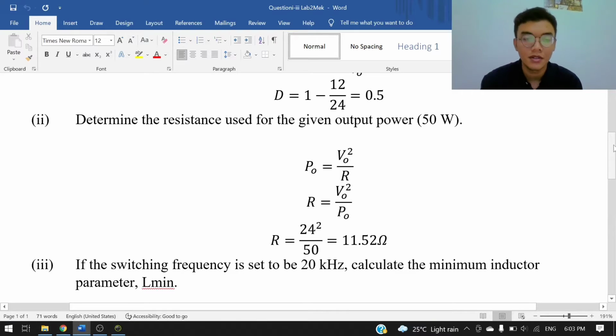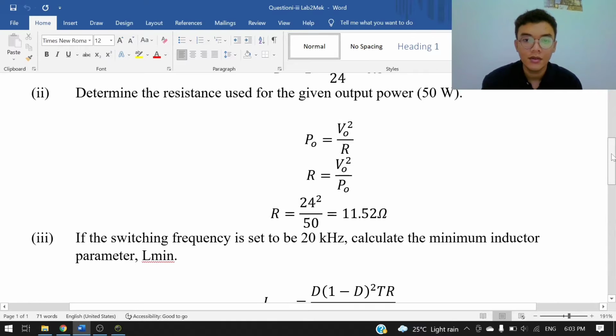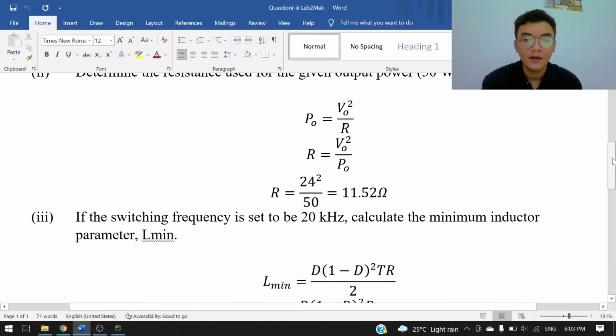Question number 3: if the switching frequency is set to be 20 kHz, calculate the minimum inductor parameter. We found that the formula of L minimum is L equals D times (1 minus D) squared times R, divided by 2. We know that T equals 1 over F, or F equals 1 over T.